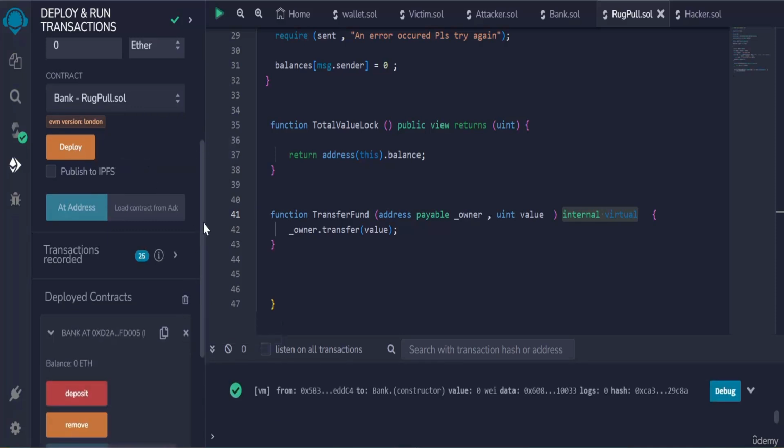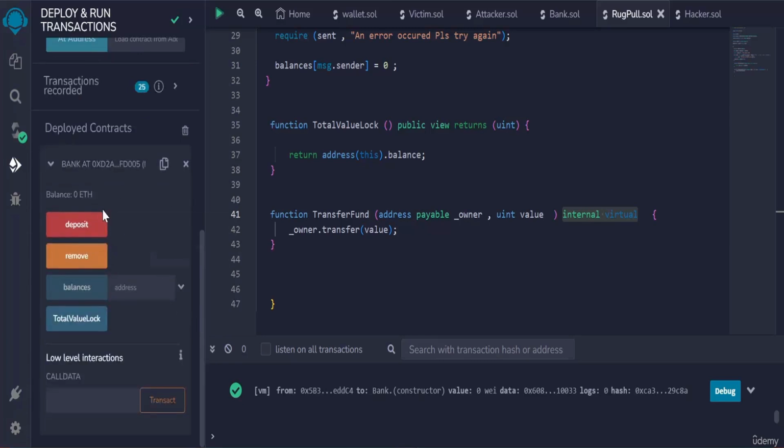What's going to happen is that we're going to see this bank contract. We have the deposit, we have the remove, we have the balance, and we have the total value. We cannot see the transfer fund function, because it is internal. So investors cannot see this function outside, but this function has been added and can be called internally. It means that this is a malicious line of code.